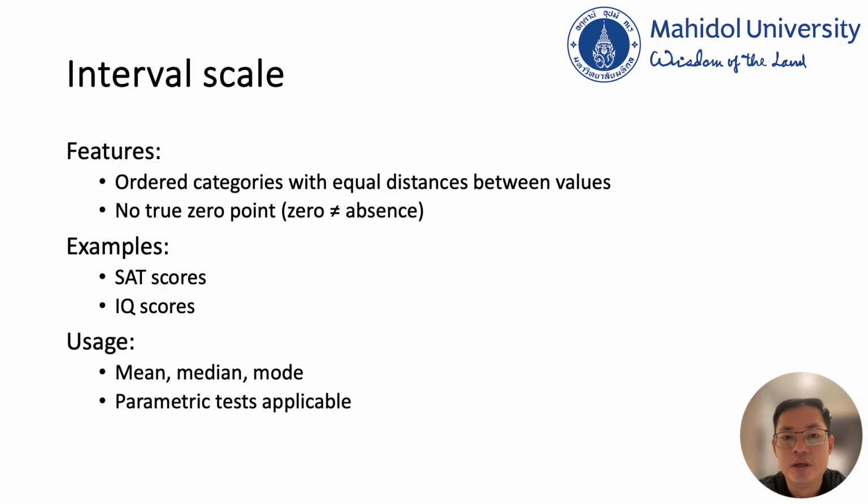Interval scales have equal distances between values. Unlike ordinal scales, the difference between two values is meaningful. However, they do not have a true zero. Examples include IQ scores or temperatures. Because the zero doesn't represent the absence of the trait, we cannot make ratio comparisons. We can use mean, median, and mode, and apply parametric tests.